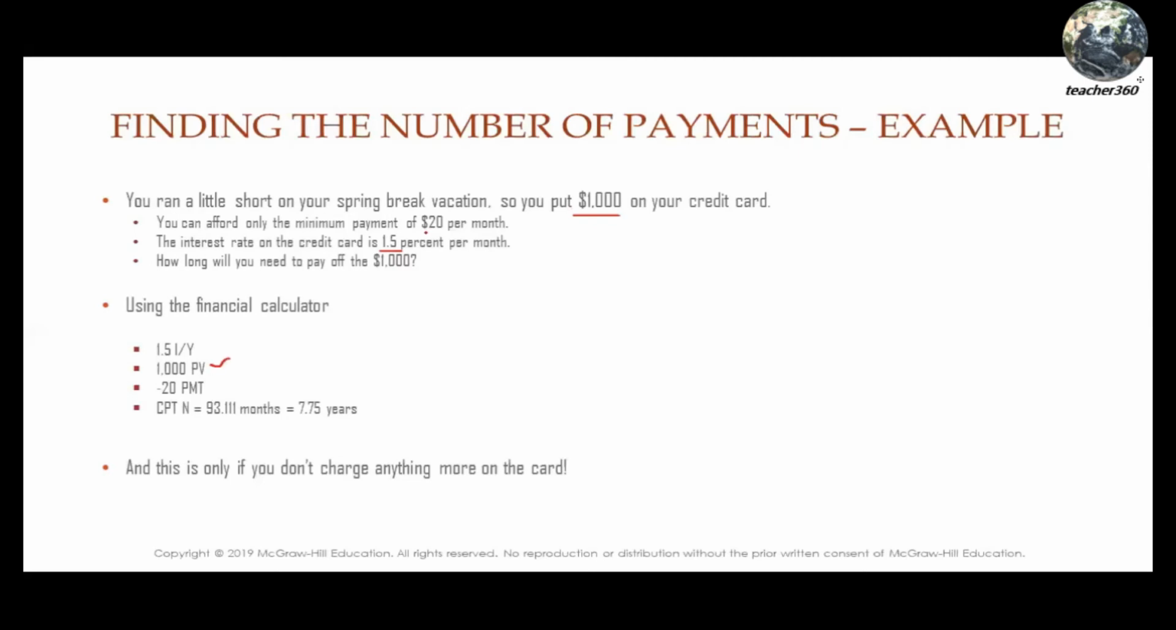Your installment is $20 per month, so your PMT is $20. Here I put a negative sign as it is your cash outflow. Then press CPT N, and you'll get the answer, 93.111 months. In years, it is 7.75. And this is only if you don't charge anything more on the credit card. That means if you don't take any more loan from your credit card, then your answer will be 7.75 years.